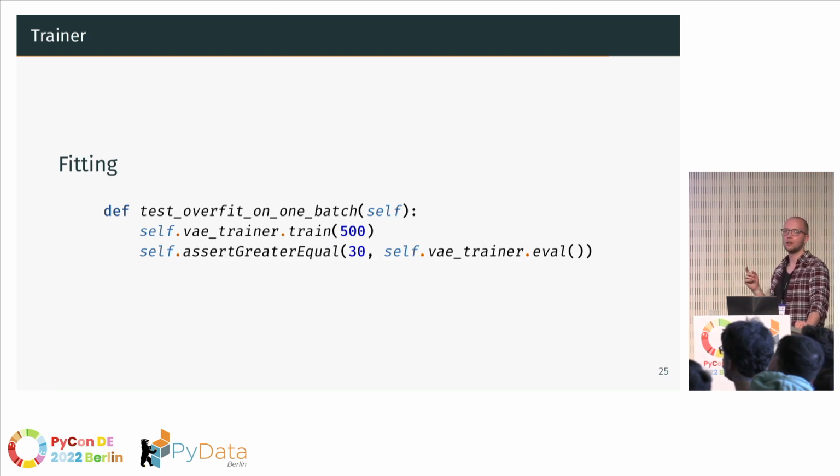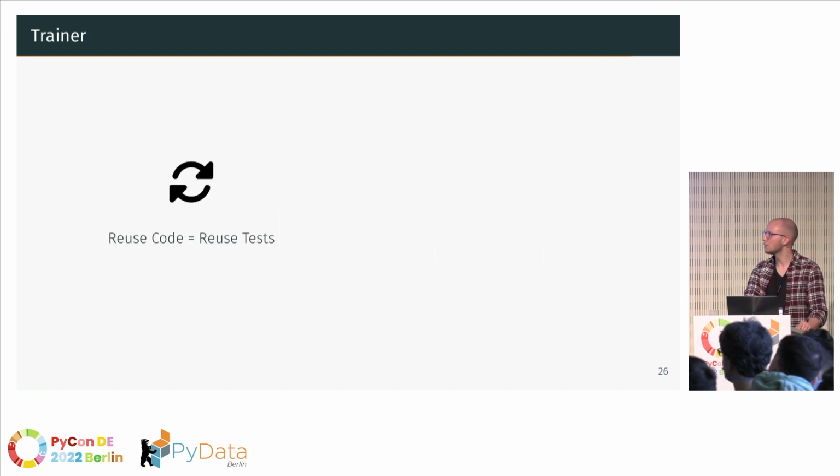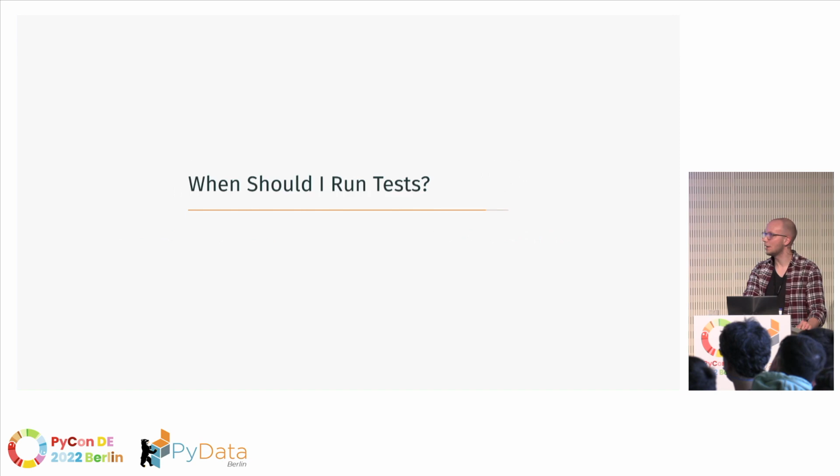Next thing, this is a really simple test, but it's really important. Check if your whole setup is able to overfit on a single batch. If it is, it's most probable that it will be able to fit your whole data set. So what this does is it just trains on a single batch for a long time and sees if the loss is really small. Okay, next thing. Skip that.